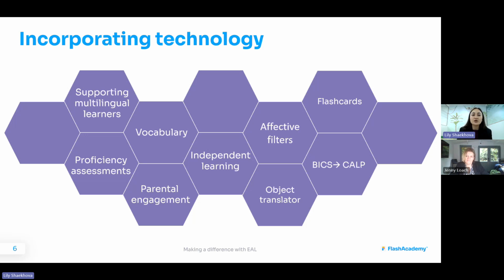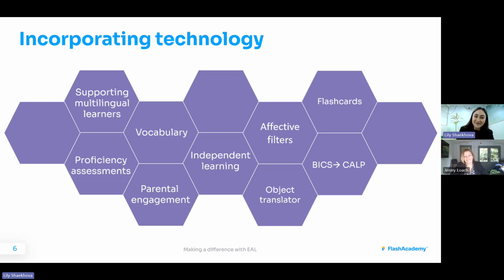So by combining technology with the hands-on support of teaching assistants, for example, we've created a more dynamic learning environment, and this approach definitely allowed us to tailor our instruction and adapt it to the needs of our multilingual students.